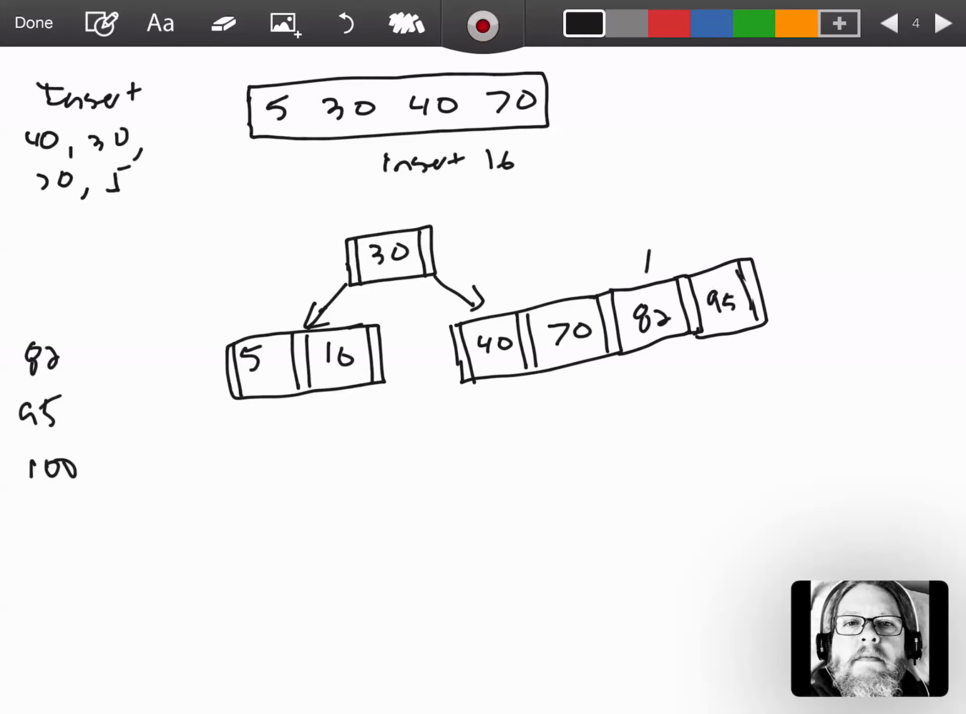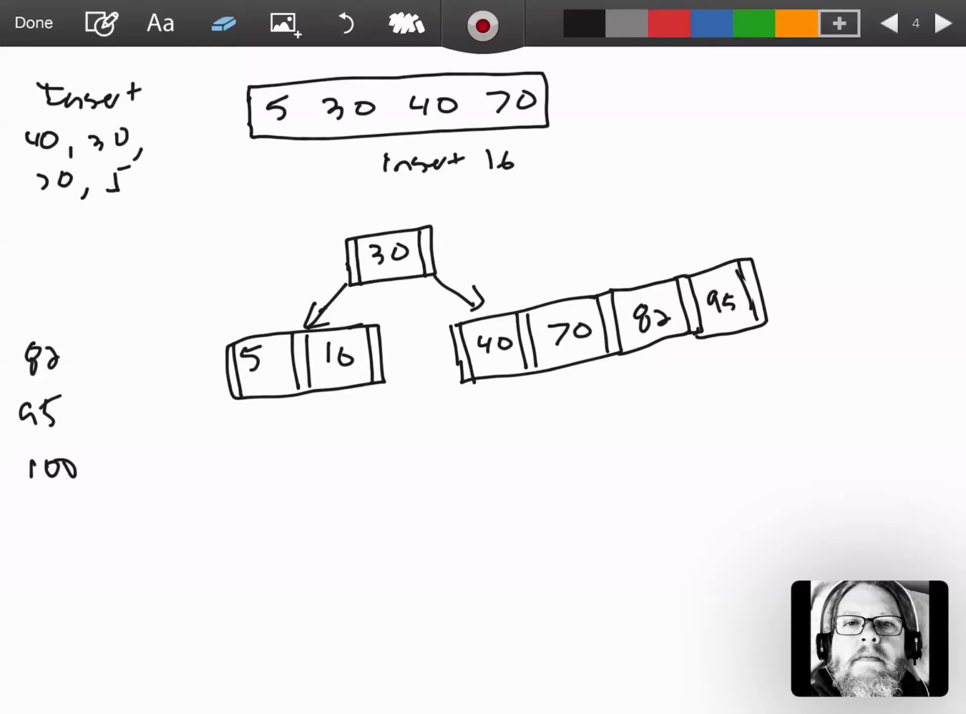The 100 we need to go into this box, but that box is full. So what are we going to do? We have room in the root node to expand. So which one are we going to expand? We're going to, again, go in here and pick one of the middle values, and we'll figure out, through the algorithms, how we're going to do that.